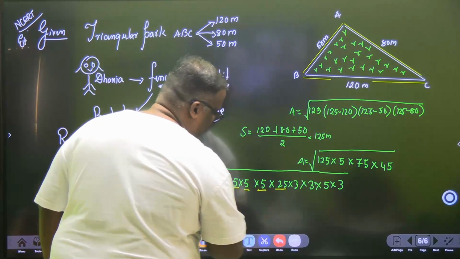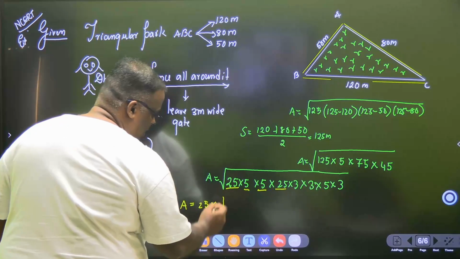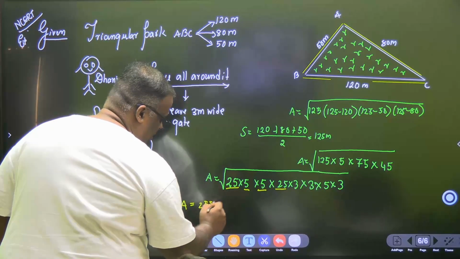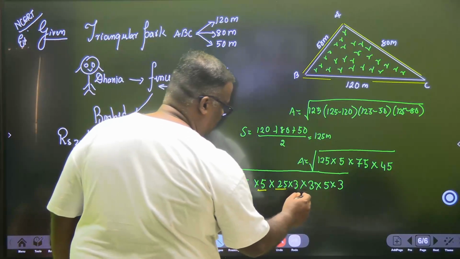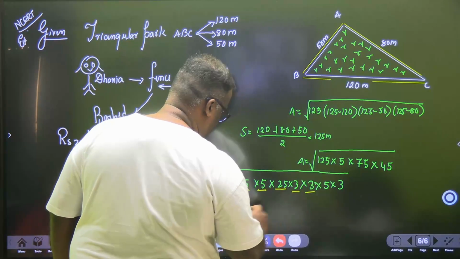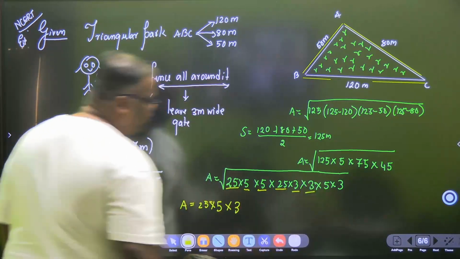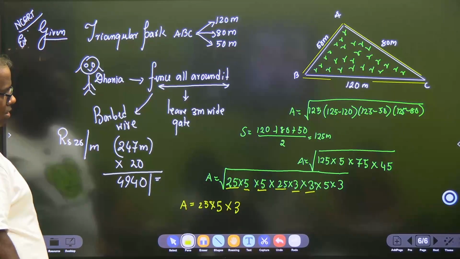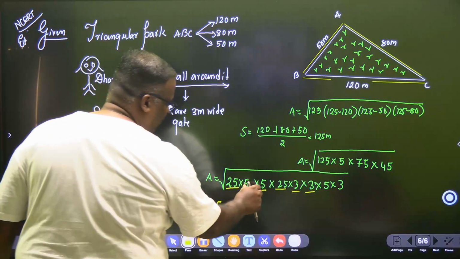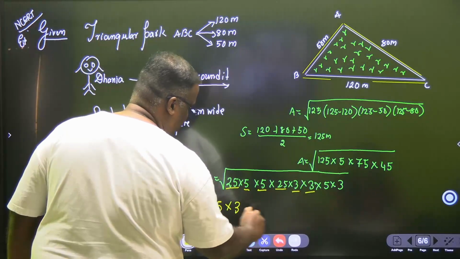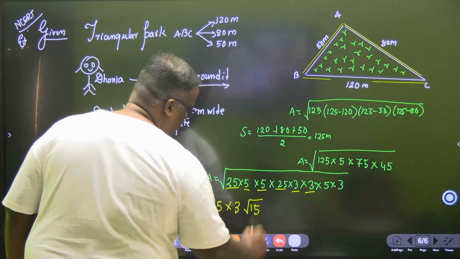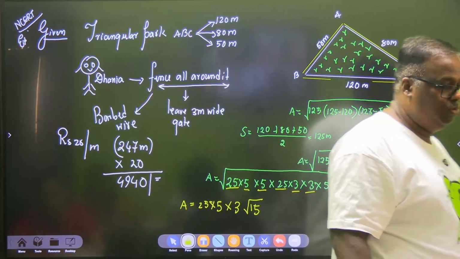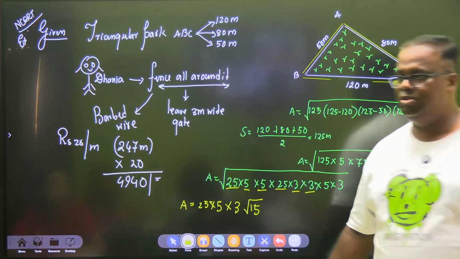1 5, 1 5. So we will get a 5 for them. Then a 3 and another 3. We will get a 3 for them. Now who is left? 5 and 3, 15 is left. We can't do anything with it. So a root 15 will stay there. 25 into 5 is 125, 125 into 3, root 15. You can leave root 15 as your answer also. Nobody will eat your head.